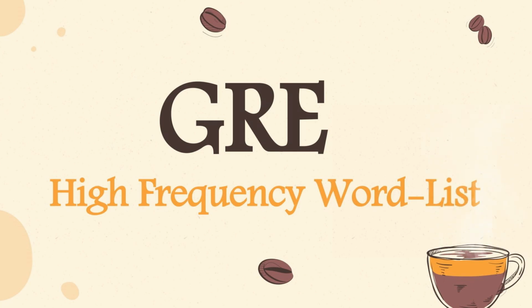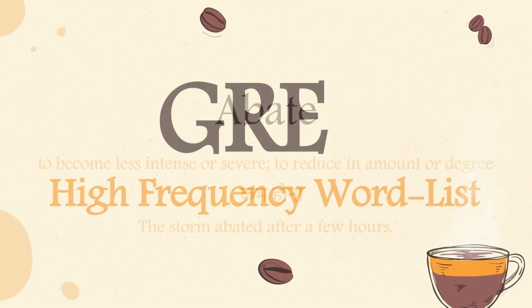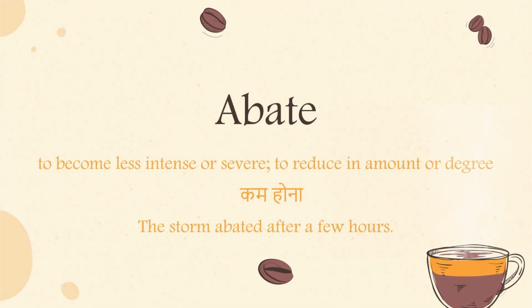In this video, we will be discussing 10 words that you may encounter on the GRE. The first word is abate. This means to become less intense or severe, or to reduce in amount or degree. An example sentence would be, the storm abated after a few hours.